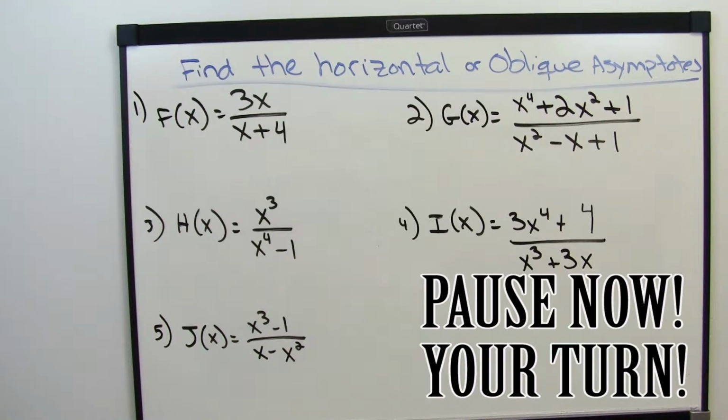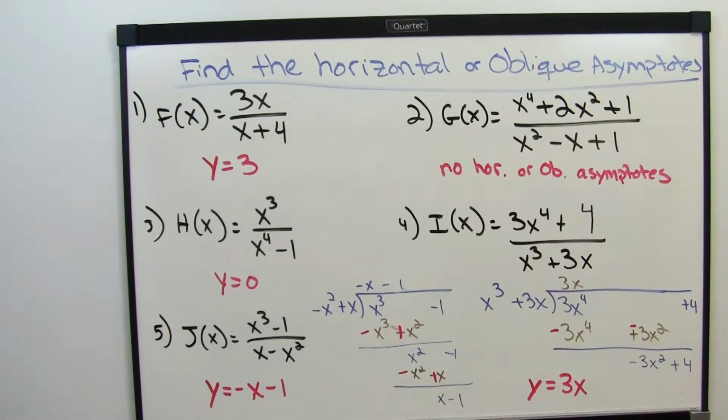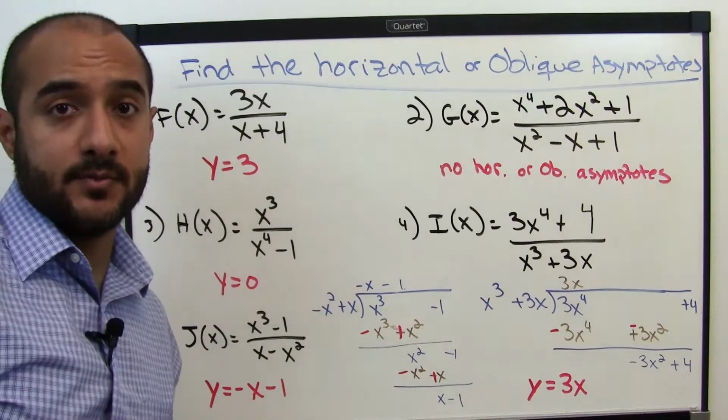Go ahead and try these 5 problems out where you're finding the horizontal or oblique asymptotes of everything we've just learned. And I'll show you the answers in 3, 2, 1. All right, here are your answers and work. So let's break it down.